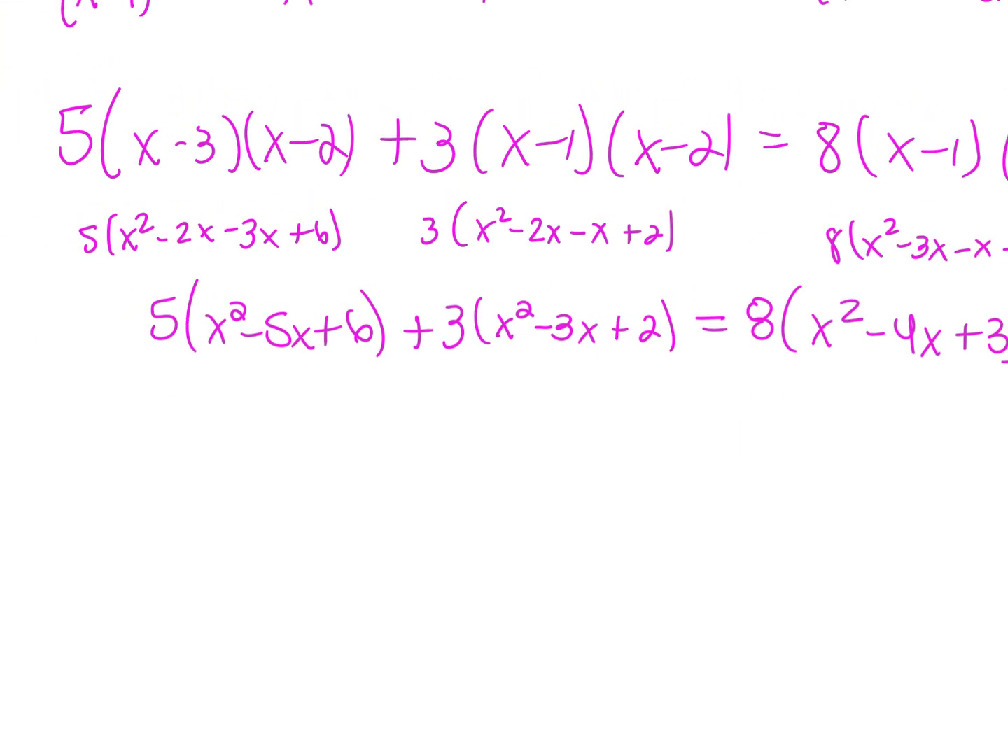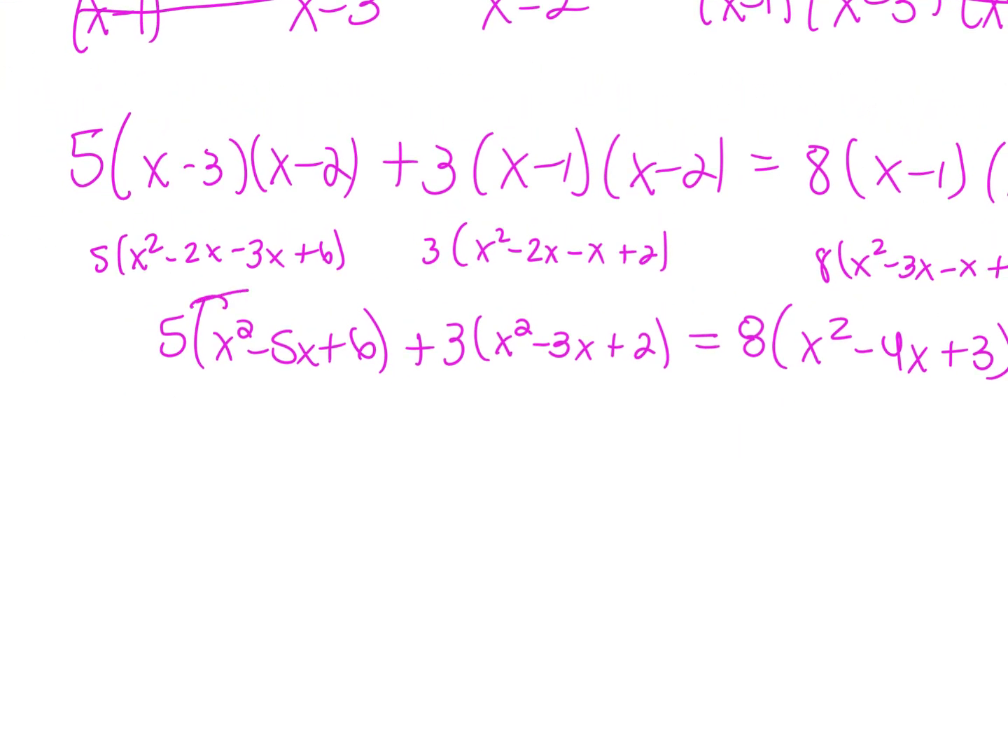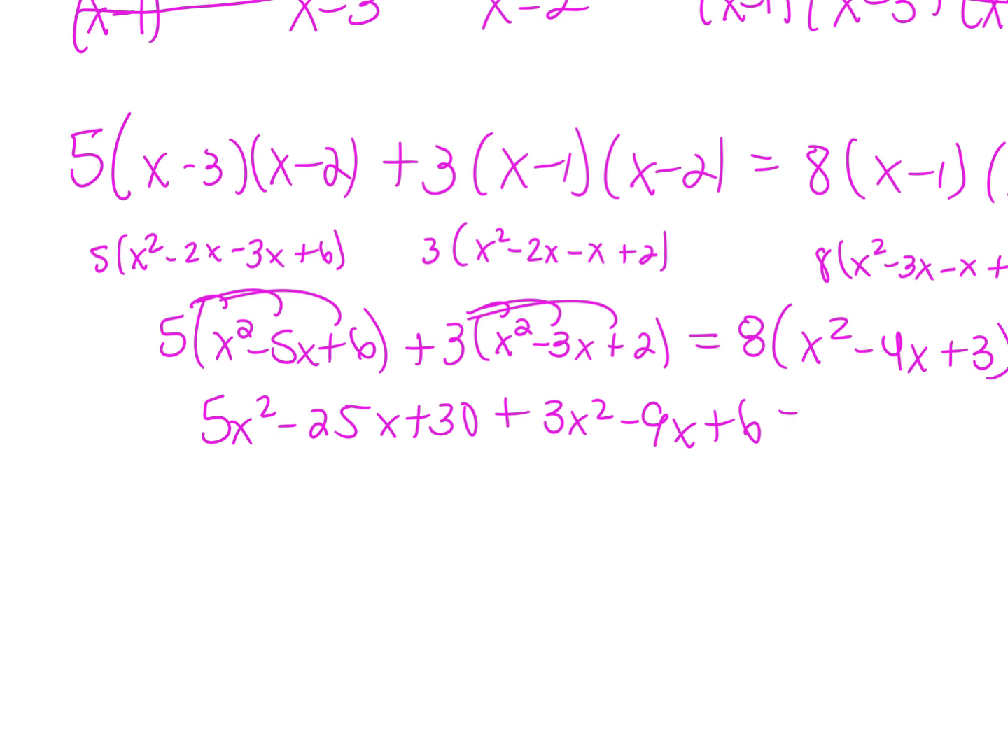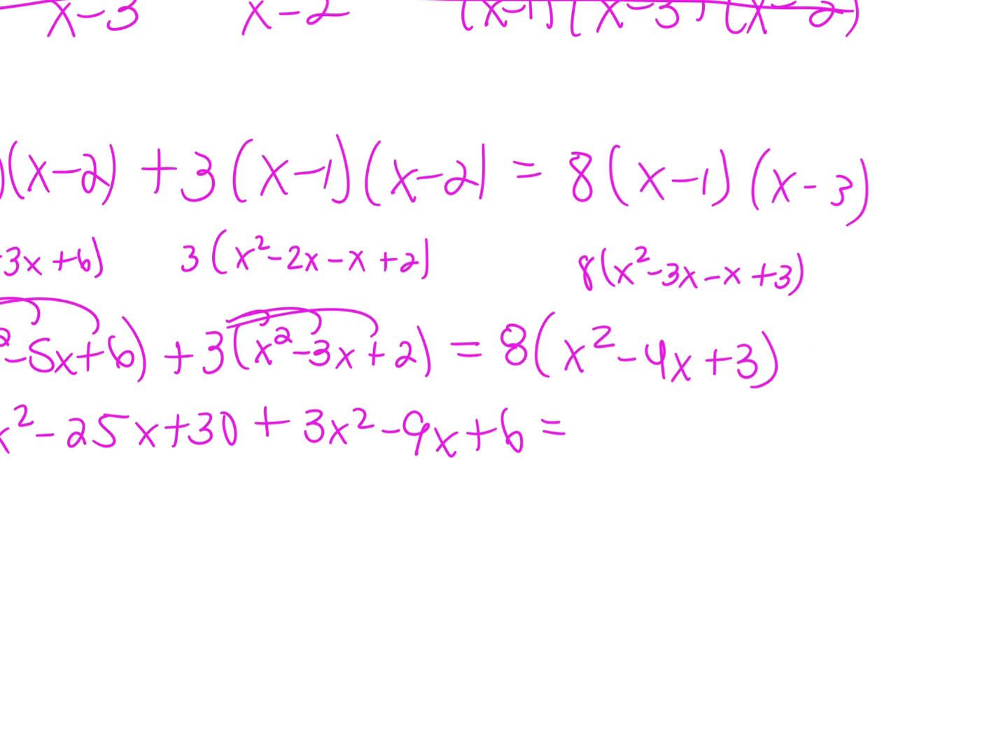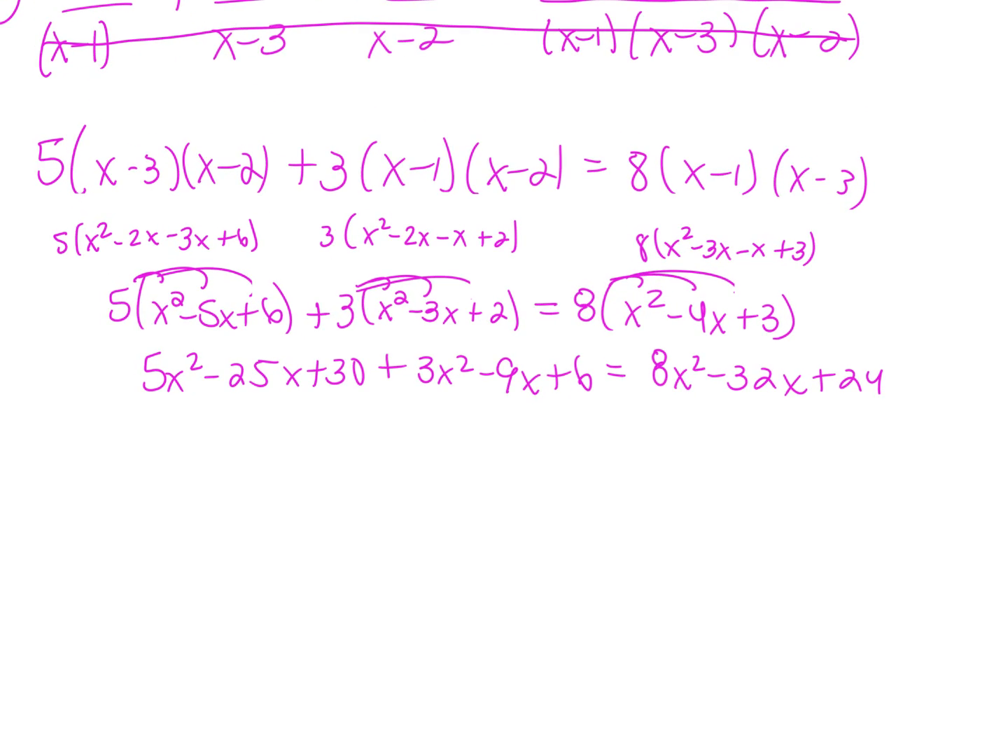All right, so we're going to continue simplifying. I'm going to distribute the 5 into everything. So 5x squared minus 25x plus 30. I'm going to distribute the 3 into everything. So plus 3x squared minus 9x plus 6 equals, we're going to distribute the 8 over here. So 8x squared minus 32x plus 24. Now, all this, guys, is stuff that you all know how to do. You just have to really take your time, make sure that you're watching your signs, all that good stuff.